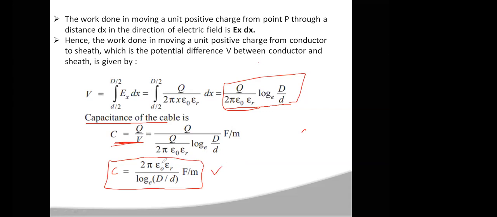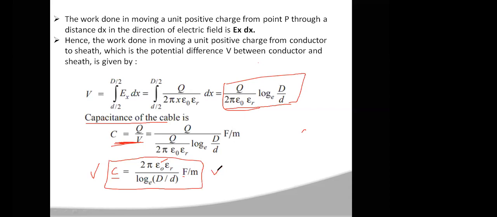Now, if you want to further derive an expression, this C here is the capacitance of a single core cable per phase only, and it is also for 1 meter length. We considered only 1 meter length, so this capacitance we calculated is for 1 meter. So the units are farads per meter.